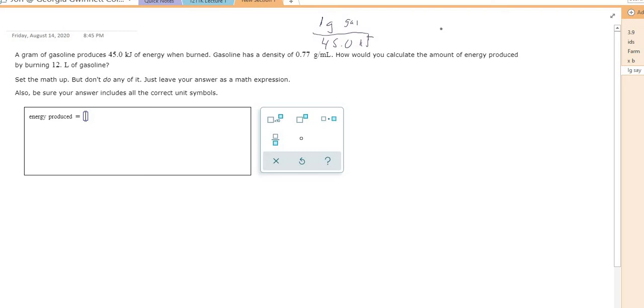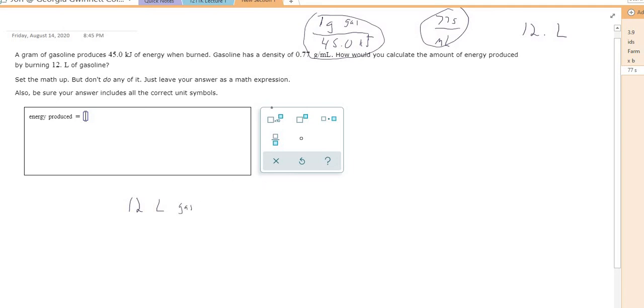I also know that gasoline has a density of 0.77 grams per mL. So I know that. And then I'm also given, I have 12 liters of gasoline that I'm going to burn. Okay, those are the three pieces of information that I have. You remember my strategies. I never ever ever start with a conversion factor. I just never do. I just start off with a lone type of value, and in this case 12 liters of gasoline. So that's my starting point. So I have 12 liters of gasoline.